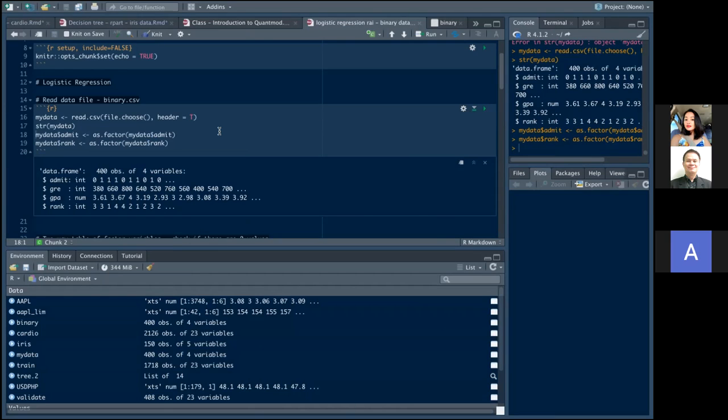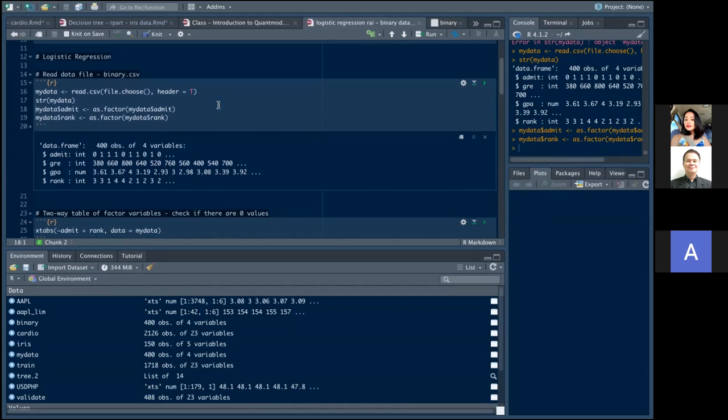Okay, so I'm looking at the chunk, row 15 to 20, where we imported our data, which is the binary data, and we gave it a name, my data. If we look at the structure, your rank and admit are integer. We don't want them to be integers. We want them to be factors. That's why in rows 18 and 19, you have our object my data and then the variable admit. We made it a factor and we still retain the name, admit and rank. So kindly run 18 and 19, Love.